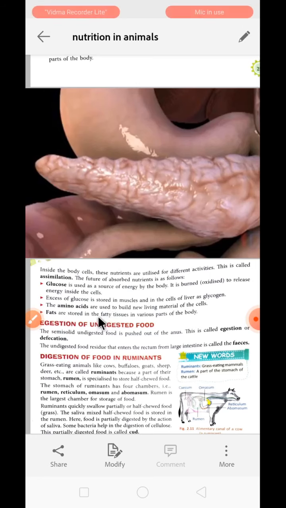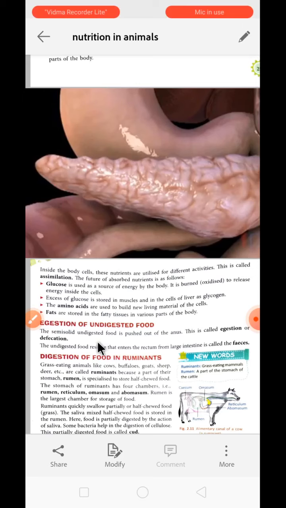Clear? Now fats are stored in the fatty tissue in various parts of the body, which act as cushions to support our delicate organs. If we fall down somewhere, we may feel a jerk, and because of the jerk, an organ like the heart may get damaged if it strikes the rib cage. But it never happens, because the heart is present inside a layer of fatty tissue, which cushions the heart and helps us break the fall.